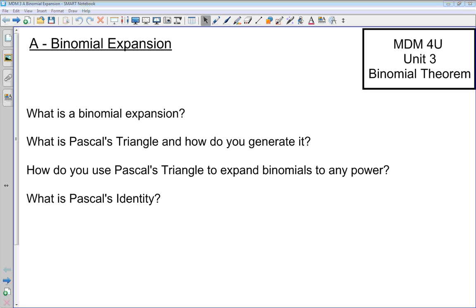So the topic of today's lesson is binomial expansion. First we're going to look at what it means to be doing a binomial expansion, and then we're going to look at what Pascal's triangle is, then the connection between Pascal's triangle and expanding binomials, and then in a separate lesson we're going to look at what Pascal's identity is and the connection between Pascal's identity and Pascal's triangle.